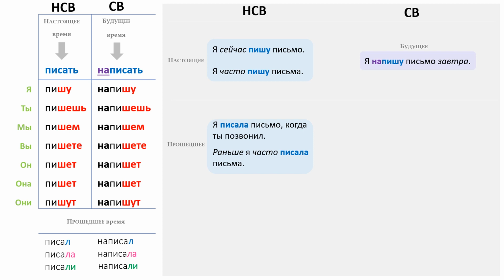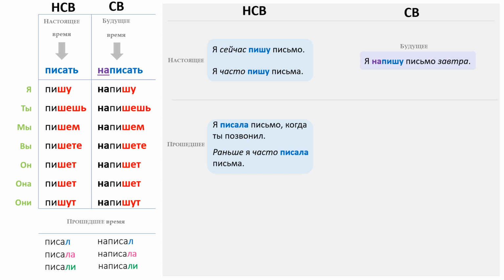Я писала письмо, когда ты позвонил. I was writing a letter when you called. Писала here describes a process in the past. It's a description of what was happening at the moment of the call. Раньше я часто писала письма. I used to often write letters before. Action that was repeated in the past.